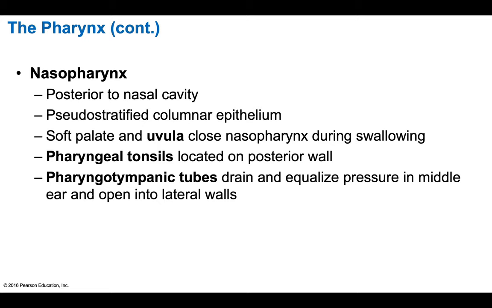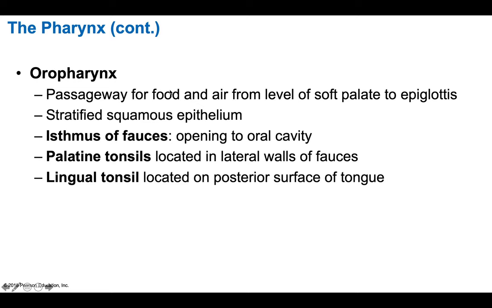We find the oropharynx lying posterior to the oral cavity and continuous through an archway called the isthmus of the fauces, which is what we commonly call the throat. Because it extends inferiorly from the level of the soft palate to the epiglottis, foods and liquids swallowed, as well as inhaled air, pass through it. It's made up of stratified squamous epithelium.